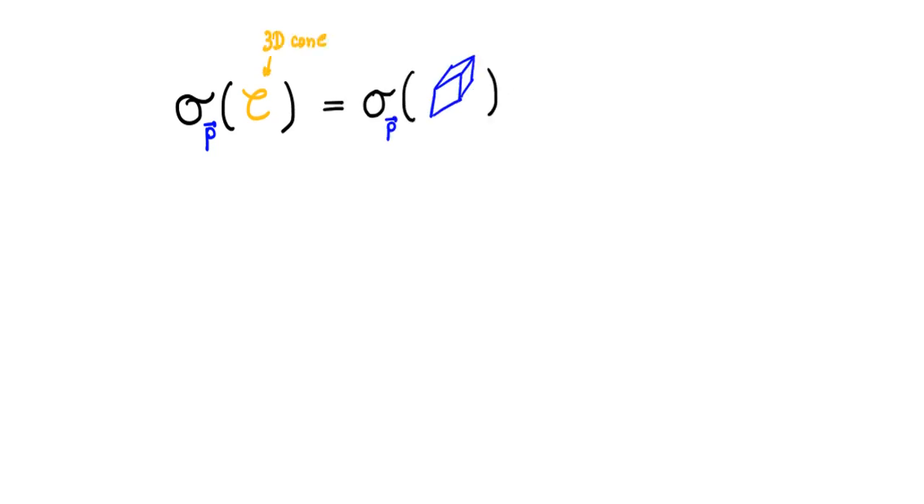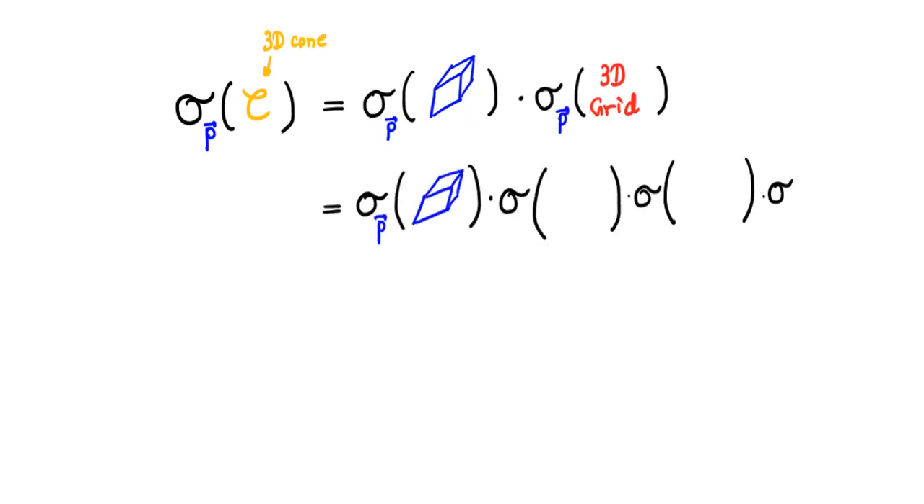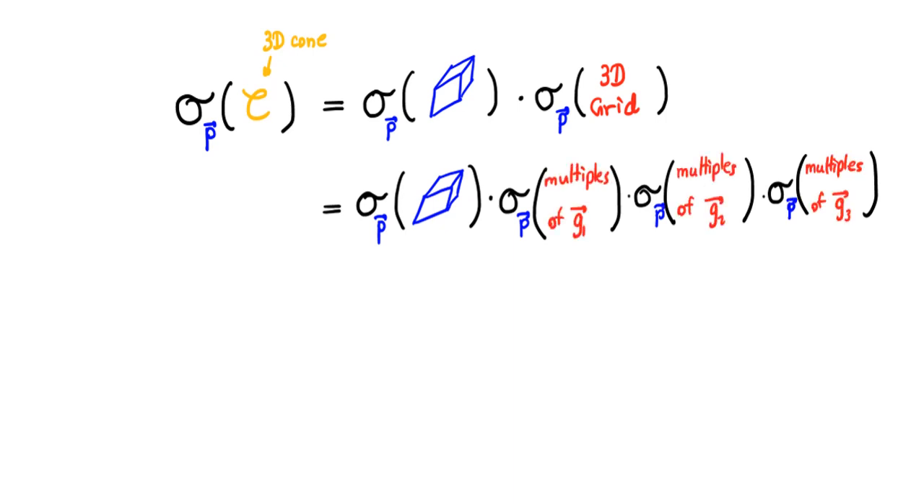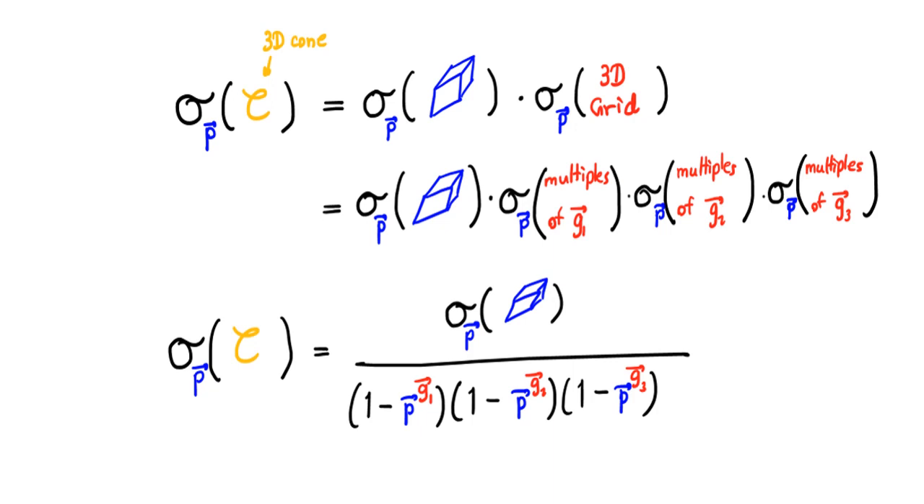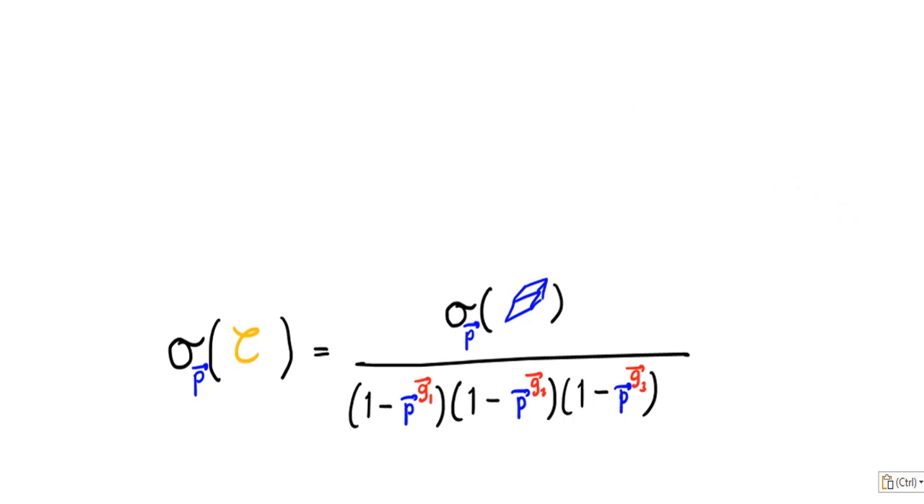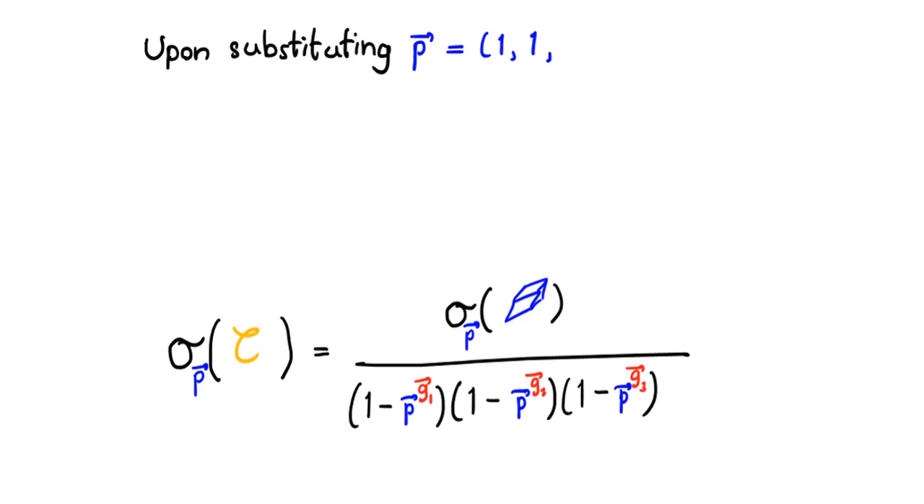Now, if we go back to the 3D space, we can do the exact same thing. First, we decompose the sigma of the 3D cone into the sigma of the parallelepiped and the sigma of the grid. Now, the grid is the product of 3 sigmas, one for each vector Gi. So, we can write the sigma of the 3D cone like this. Neat, right? We just got another way to write our sigmas. Now all we have to do is to substitute P1 and P2 to be 1 and P3 to be Z.